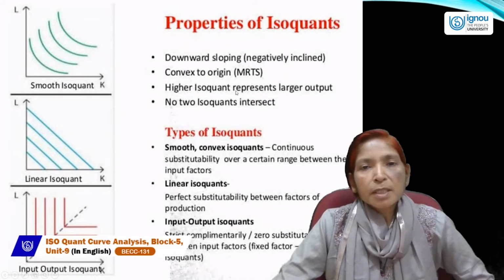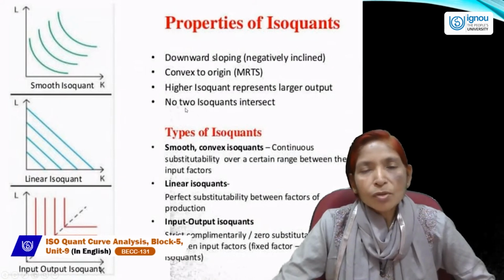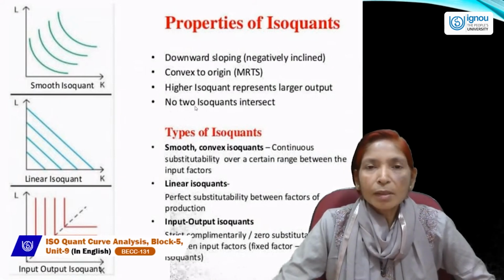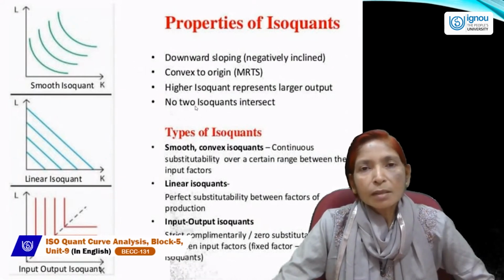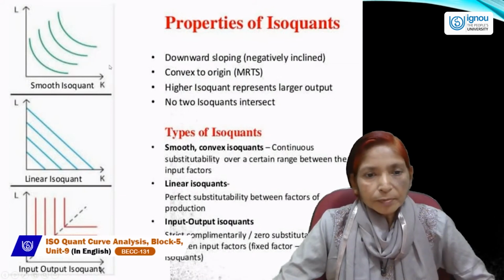Higher isoquant represents higher output and lower isoquant represents lower output. And no intersection by two isoquant curves. Isoquant curves never intersect each other and never touch any axis. So isoquant curve is always generally convex to the origin.